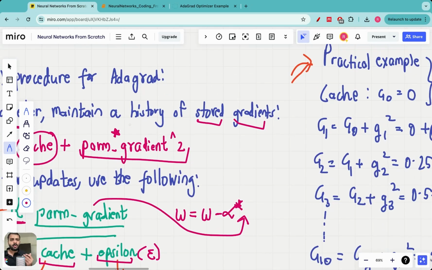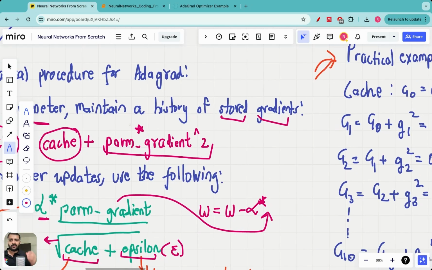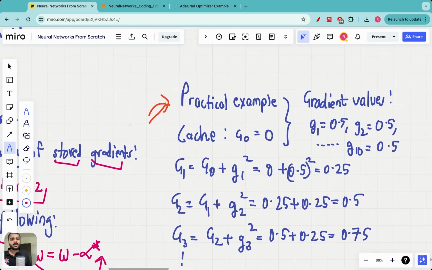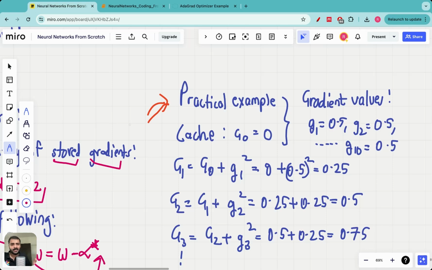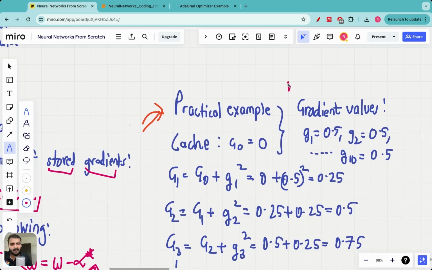Before moving into the code, we can do a practical demonstration of how the cache value actually accumulates. Let's say there are 10 iterations and we are looking at one particular parameter which is called W1. In the first iteration, the gradient of the loss with W1 is 0.5. In the second iteration, the gradient of the loss with W1 is 0.5. And this same thing continues till the 10th iteration, where the gradient of loss with respect to W1 is 0.5. Now let me show you how the cache value accumulates.